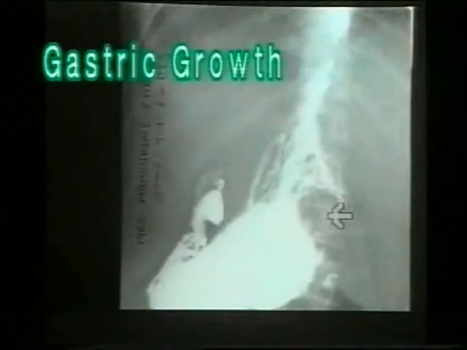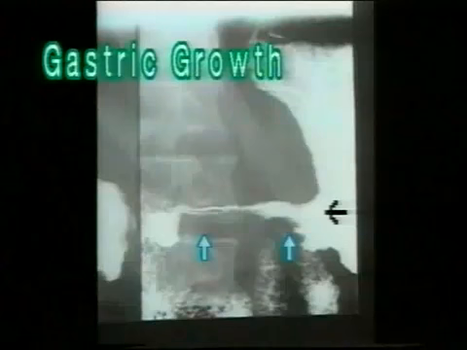This is another X-ray showing a growth on the greater curvature. The arrow points to an irregular radiolucent shadow projecting into the lumen of the stomach. Also note the loss of normal mucosal folds and loss of distensibility, which are the other features which suggest the presence of a malignant growth.